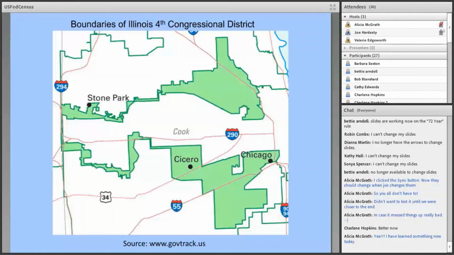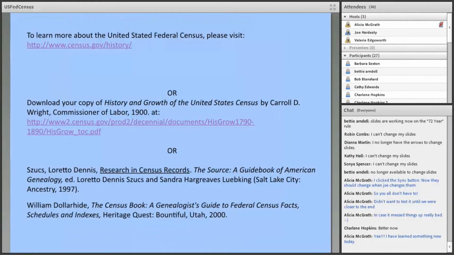So the federal census would determine whether or not the state is entitled to an additional congressional district. And if so, then it was up to the state to redraw its districts. And I think that's it.